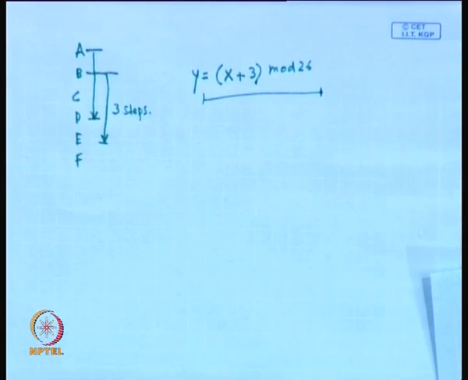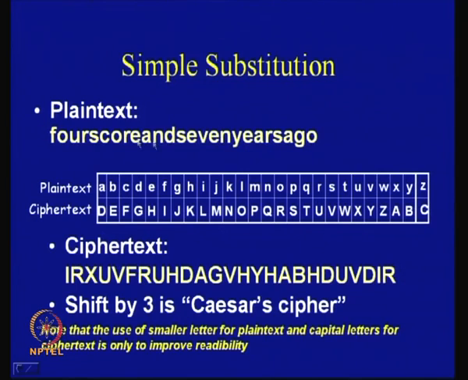So the corresponding ciphertext for this particular plain text will be this. You can see that F will be getting mapped into I, that is G, H, and I. So that is 3 steps, and similarly you can obtain the corresponding mapping of each of these letters. This particular cipher was known as the Caesar cipher. And note the use of small letters: for the plain text we have used small letters, and for the ciphertext we have used capital letters. This has got nothing to do with the ASCII value, but it is just to improve the readability of the corresponding mappings.